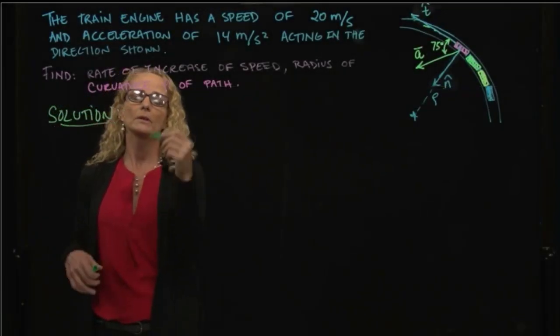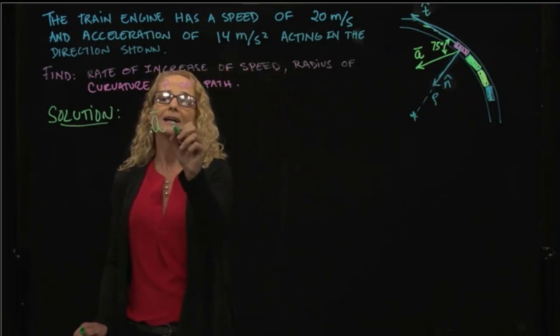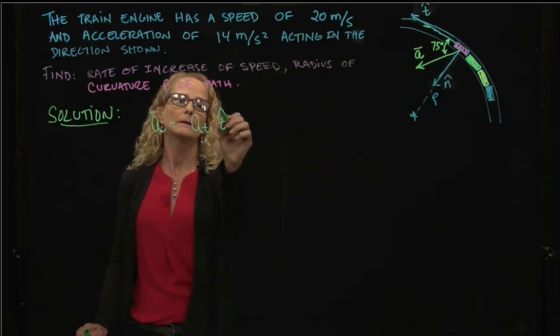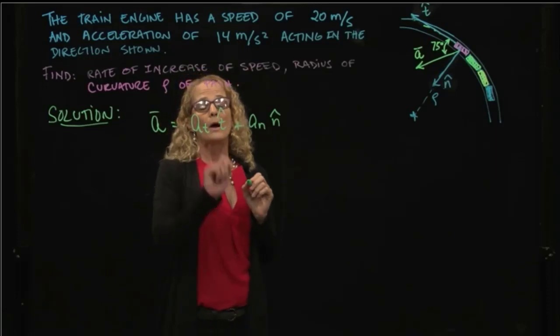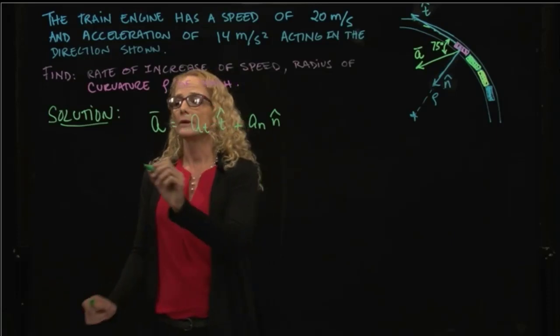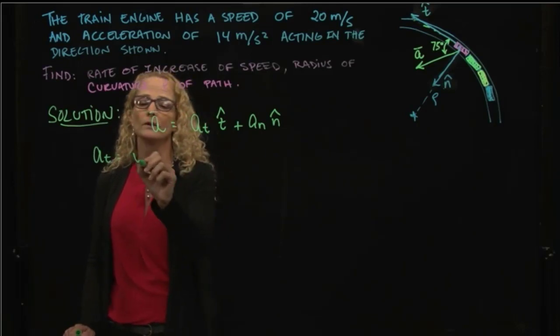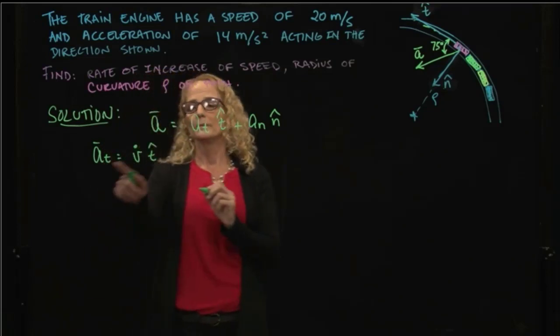For the solution, we need to remember that when we have a curved path, our acceleration has two components. It has a component in the tangential direction, right? And a component in the normal direction. How much is the component in the tangential direction? We know that it is the derivative of the velocity in the tangential direction, right? So that will be in vector form.